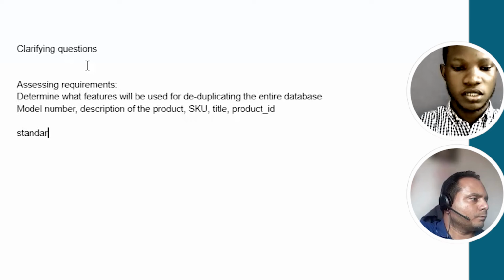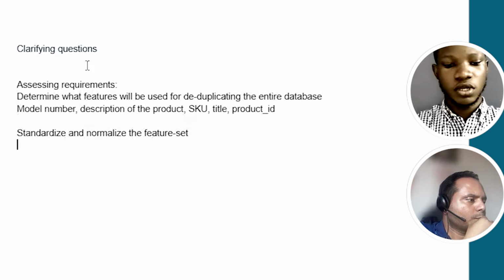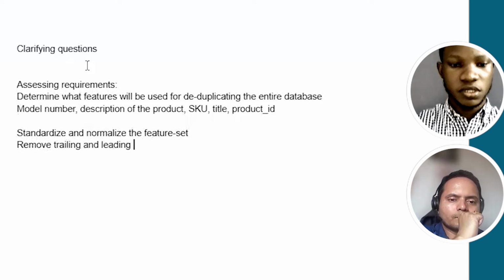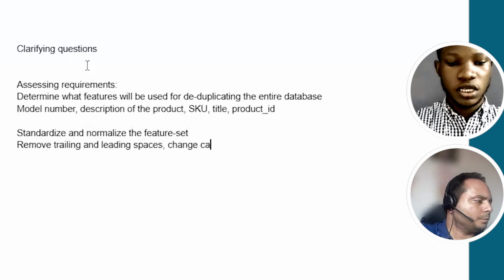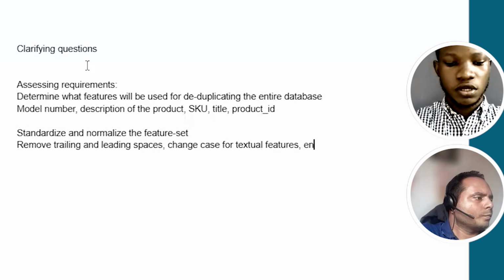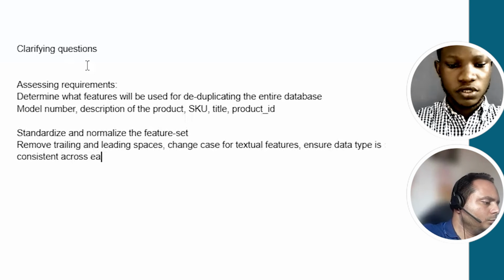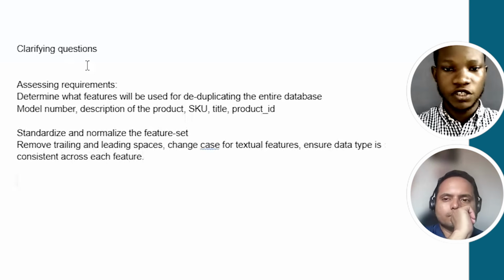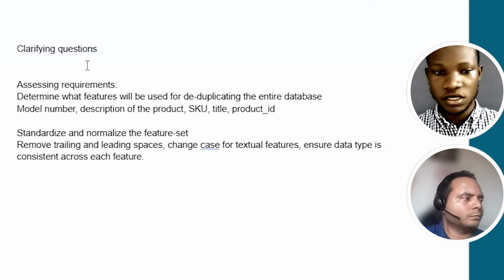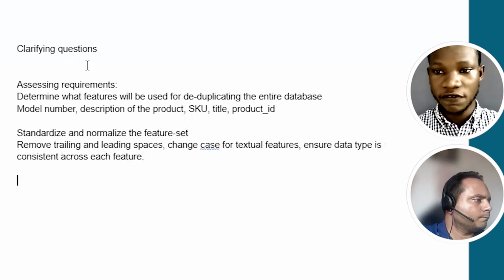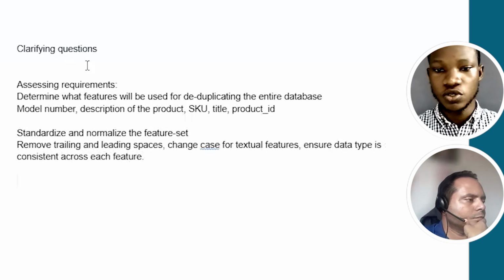And we standardize and normalize the feature sets. To do that, we remove trailing spaces, potentially change case for textual features, and ensure the data type is consistent across each feature. So once we determine the features that we use for deduplicating the database, and then standardize and normalize the feature set, the next step is to choose an algorithm that will be used to compare the data that we have.